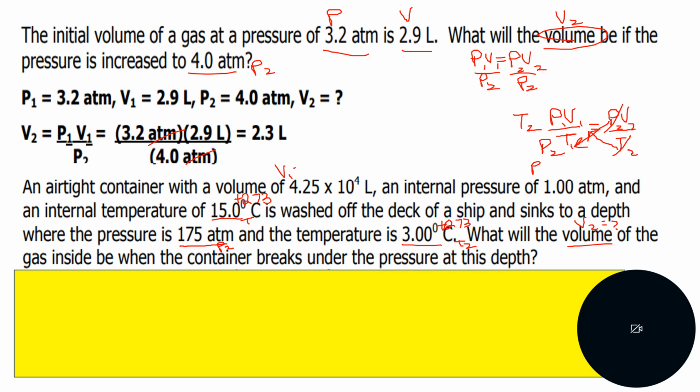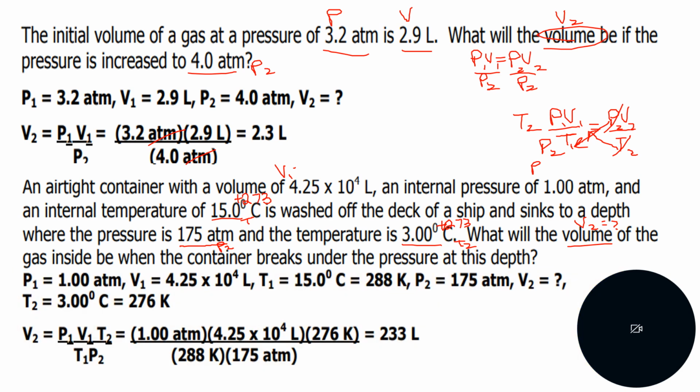Now you can always plug numbers in, do the math, simplify it, and then divide last. I like to just rearrange the equation. That works best for me. Watching the units drop off here, atms go away, Kelvins go away. The only thing we have left is liters for our units, and you end up with 233.